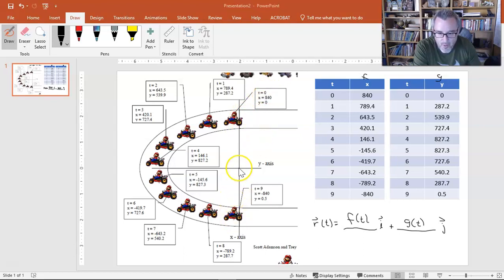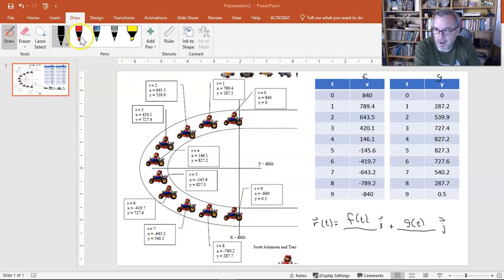And if this is the origin, and for whatever reason, this is x. So x is 840, y is 0. 1 second later, x has decreased, because notice, again, x is this direction. So x has come down to 789, y has increased to 287. And then x has gone down to 643, y has increased to 539.9, etc. So every 1 second, I was providing a position of Mario.